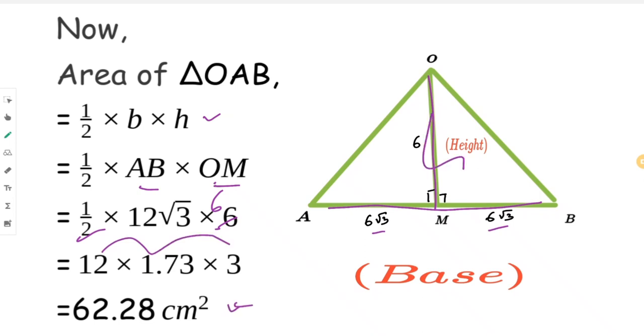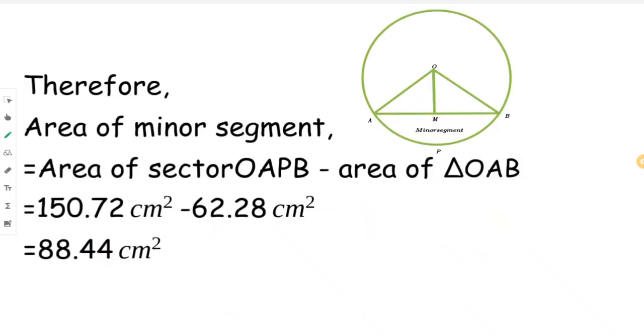62.28. Clear? Now we know everything, so we just have to put it directly in the formula of the area of the minor segment. How do we get it again? Area of the sector minus area of this triangle. We already got the area of the sector as 150.72, and the area of triangle OAB is 62.28, which when you subtract, we'll get the area of this minor segment to be equal to 88.44.